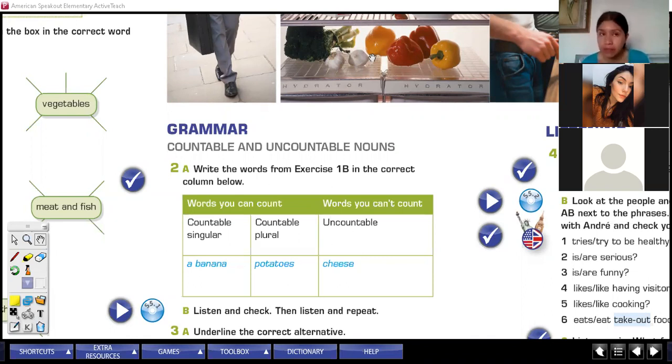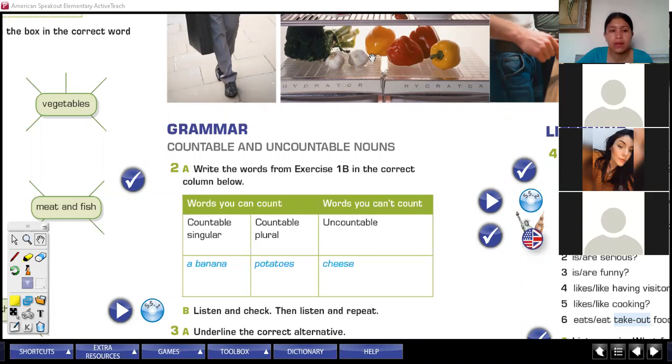And if it is uncountable, how can I identify it? I repeat, if I cannot make the word in a plural form, it means that it's uncountable. Okay? So the first word I'm going to tell you is an apple. Where am I going to place an apple? Countable singular. Countable singular, very good.